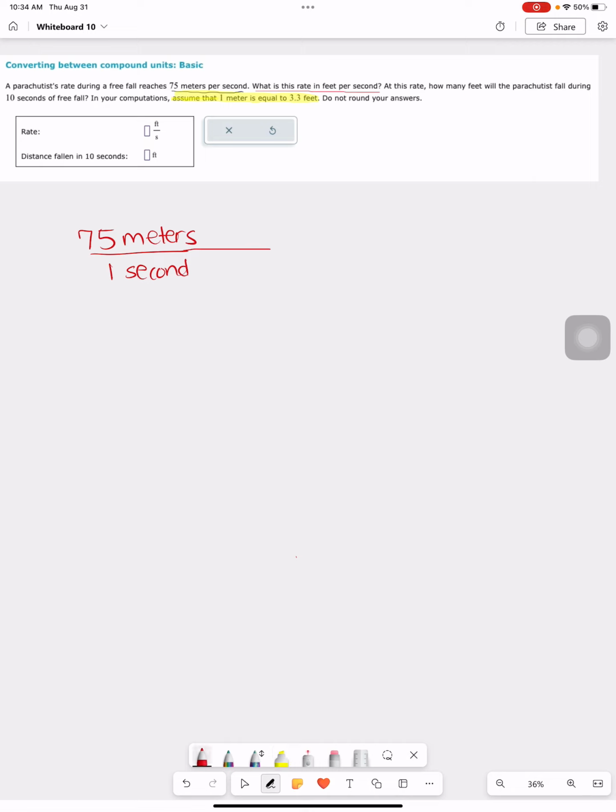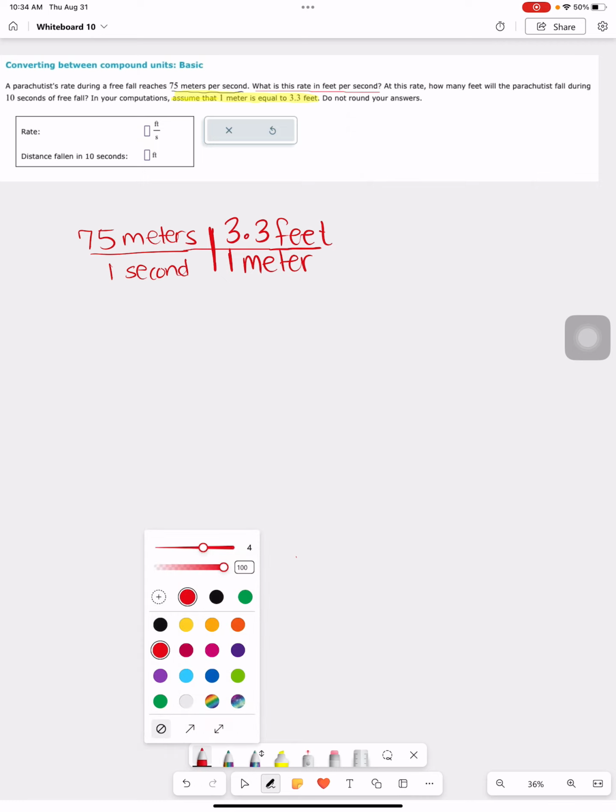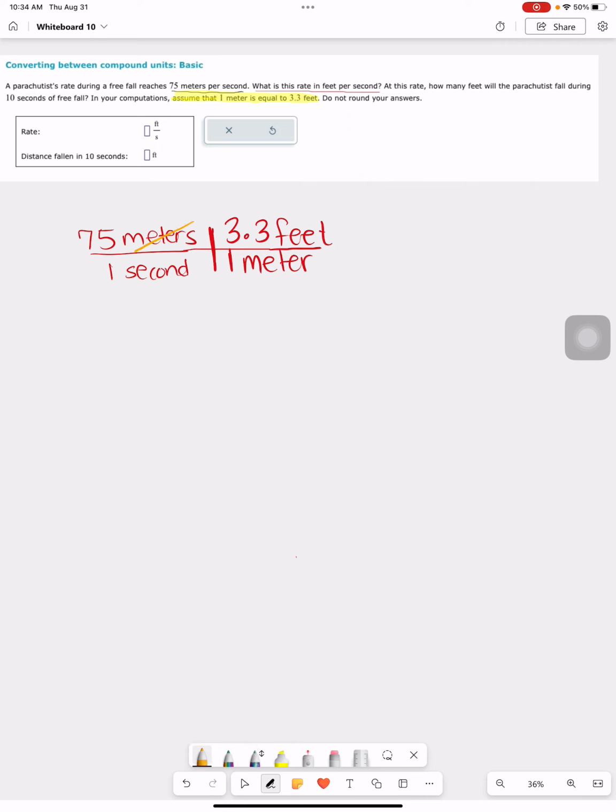So 1 meter is going to be equal to 3.3 feet. And if you remember, if I have meters on top, which I did with the 75 meters here, then I have to have meters on the bottom to cancel that unit out. And that's what I did. And so now I multiply straight across.